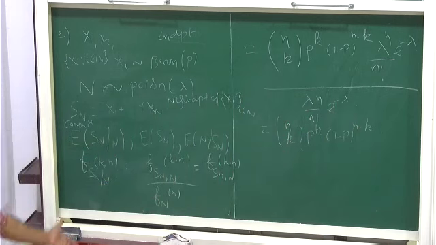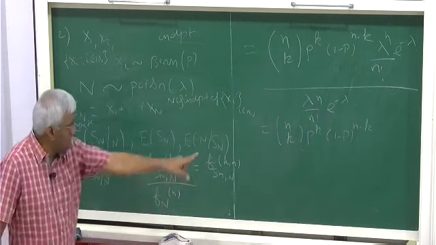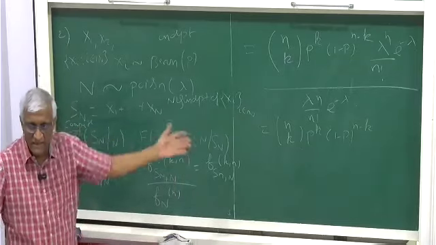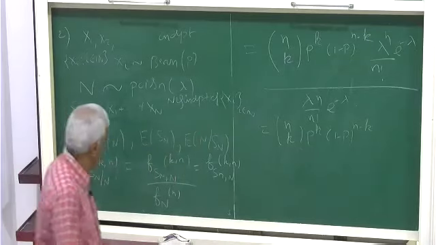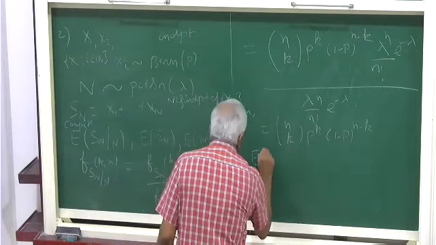Here, n is Poisson. I have written it again, so I cancelled it and we got it. This is okay. Now I want to compute E of Sn.